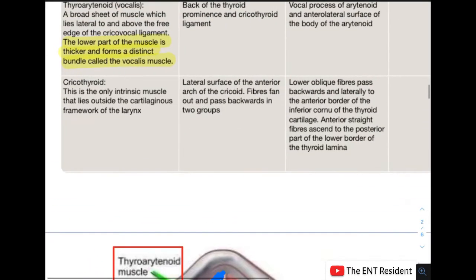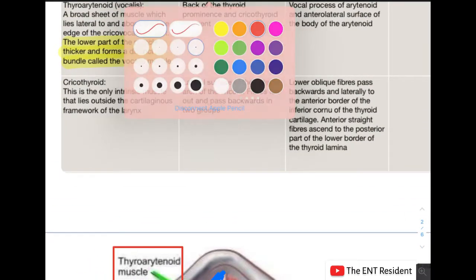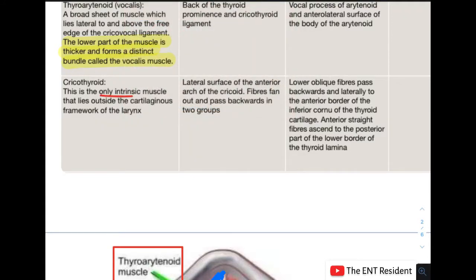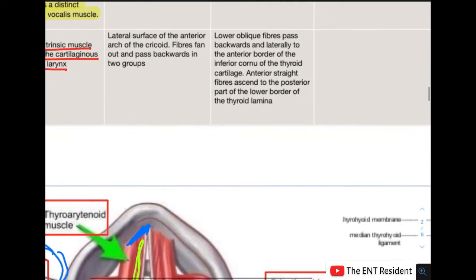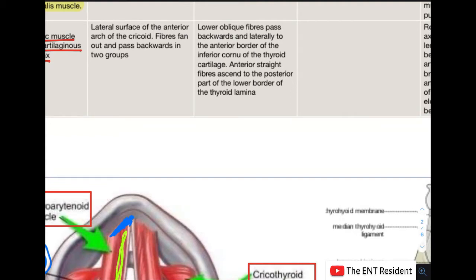Next we will head on to the cricothyroid muscle. The peculiarity about the cricothyroid muscle is that it is the only intrinsic muscle which lies outside the cartilaginous framework of the larynx. This is important. It is an outlier. This cricothyroid muscle takes its origin from the lateral surface of the anterior arch of the cricoid, and the fibers fan out and pass backwards in two groups.